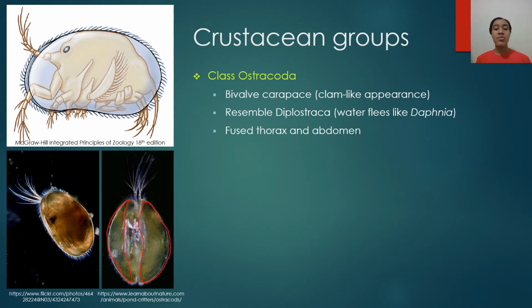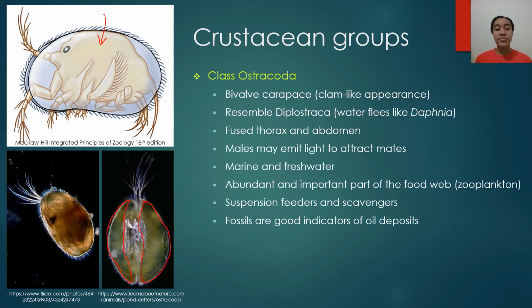So they almost look like a clam that has these like legs sticking out. And they also resemble another type of crustacean that we'll talk about in a couple of slides called Diplostraca. And this group contains something called the water fleas or Daphnia, which you may have heard of because a lot of studies have been done with Daphnia. They have a fused thorax and abdomen, which in this cartoon makes that pretty clear. You can't really see where one part ends and one part begins. Like, where's the abdomen? Where's the thorax? Where's the head? Like, it all looks like one blob, and that's because it's all been fused together.